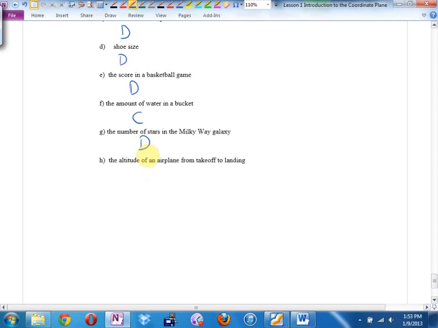The altitude of an airplane from takeoff to landing. I think it takes on every single height between ground and cruising height, and then again it takes on every single height between cruising height and landing. So I think that would be continuous. Is that okay?